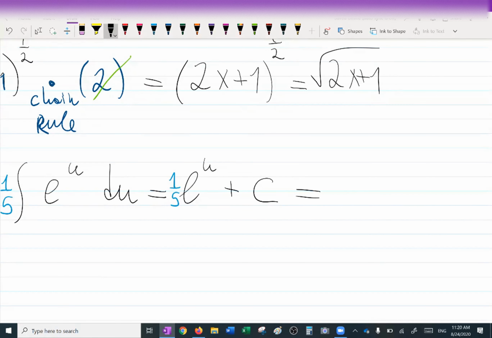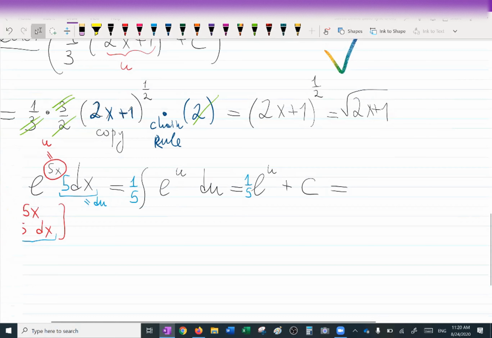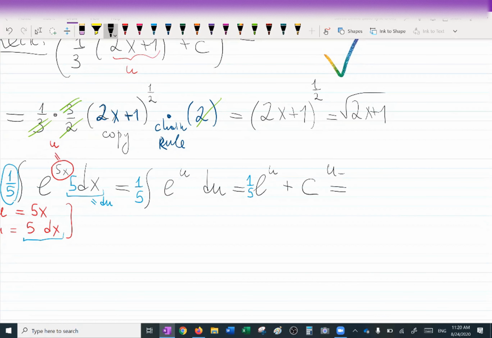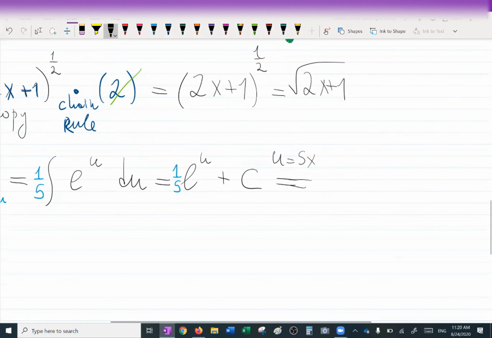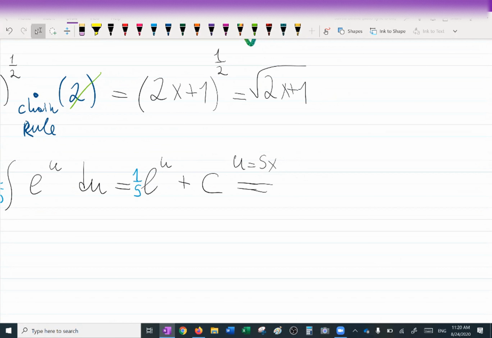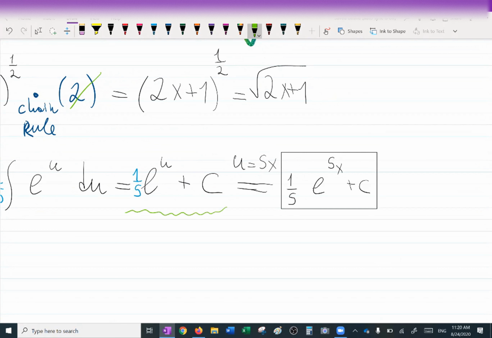We don't know, nobody knows except you what u is. So I'll remind myself that u is 5x and complete the example. The answer is 1/5 e to the u, where u is 5x, plus c. At some point you will realize that you can skip this step I just underlined. You know it's going to be 1/5 e to the u, so just plug your u right away. That speeds up exams quite a lot.